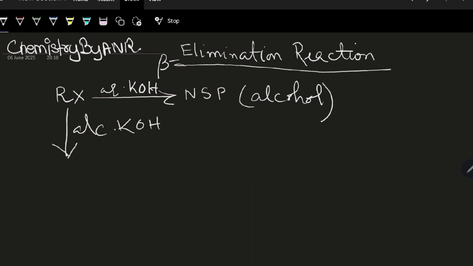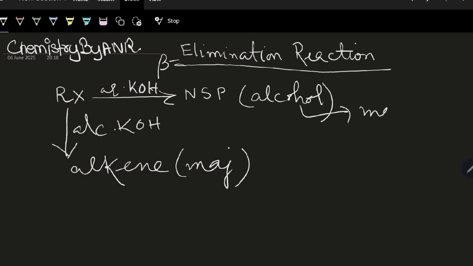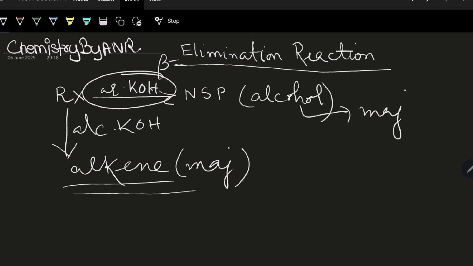base and we are supposed to get alkene as the major product. Now, it does not mean that in case of aqueous KOH, we will not get alkene along with the alcohol. We will get it, but alcohol will be the major product when we use aqueous KOH. But in presence of alcoholic KOH, alkene will be the major product. Now the question arises, why is it so?